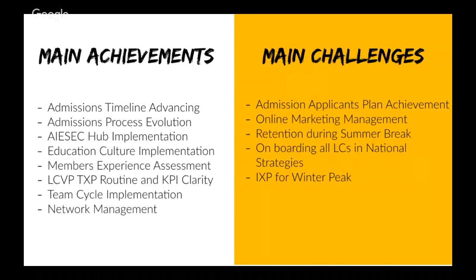On the other side, the main challenges that are still keeping us from achieving everything that we want. Admissions applicants plan achievement. So basically achieving the number of applicants on time so that we can run a good selection process and select the best people that we want on time.